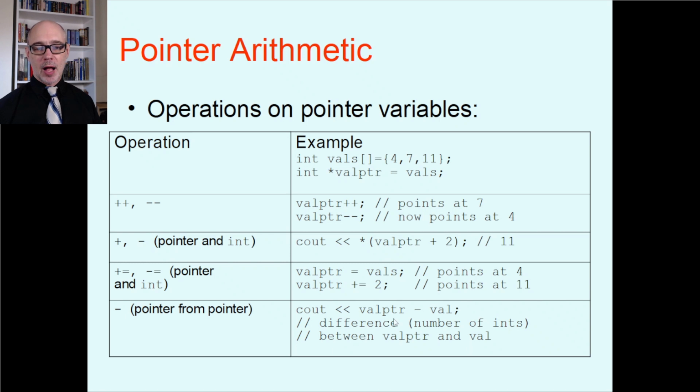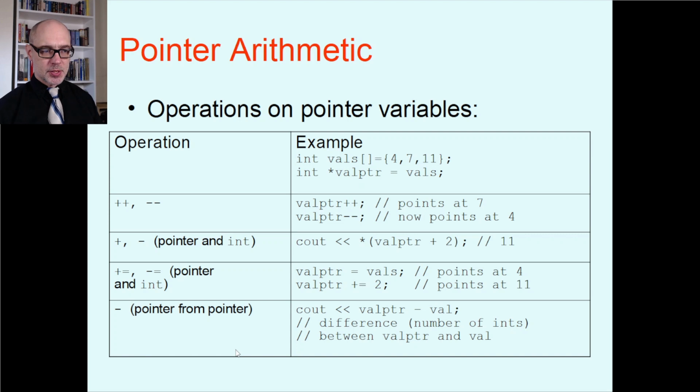So if I take val pointer, which is currently pointing at the 11, the end of the array, and I subtract val, that's actually going to come back with a number 2, right? Telling me that these 2 things are 2 integers apart. Really 8 bytes, but it reports that as 2. So for what it's worth, those are all the things that you can do with pointer arithmetic.